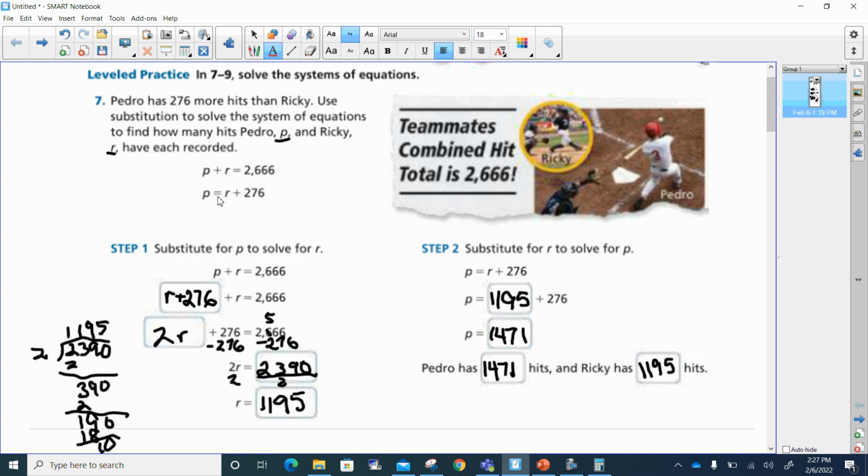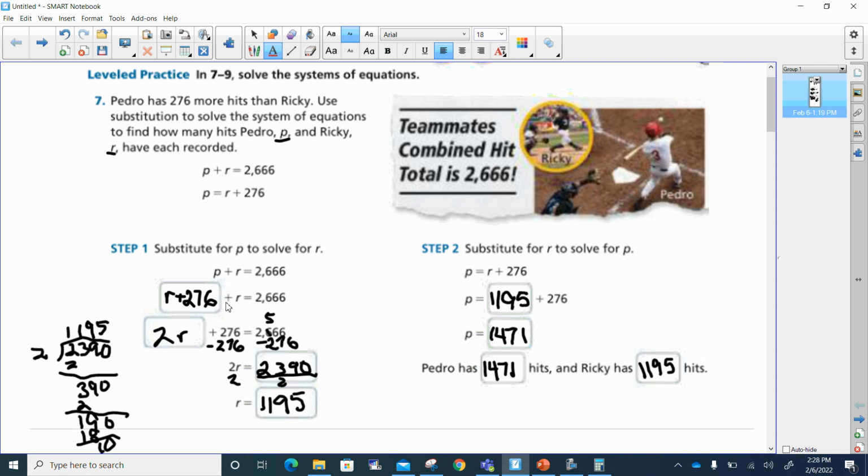They give us these equations. I already know Pedro has R plus 276. So I'm going to replace the P in P plus R equals 2,666 with R plus 276. As everyone can see, I took P and substituted R plus 276 for it.